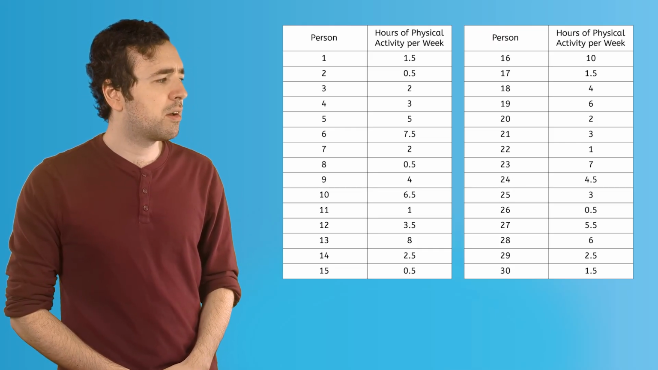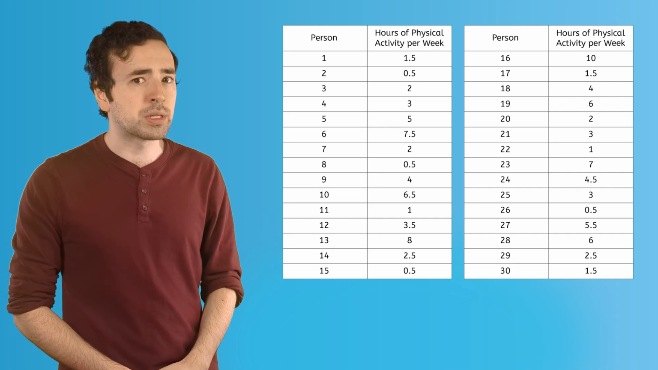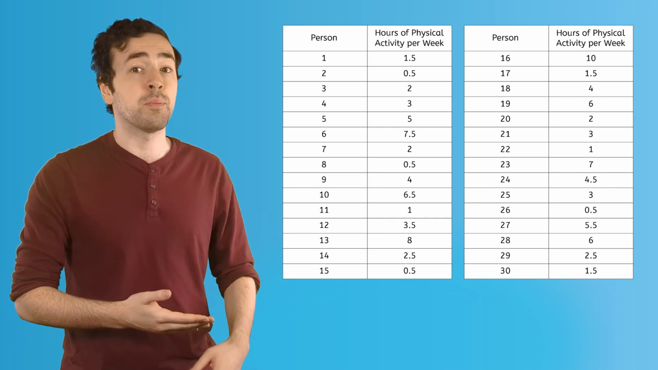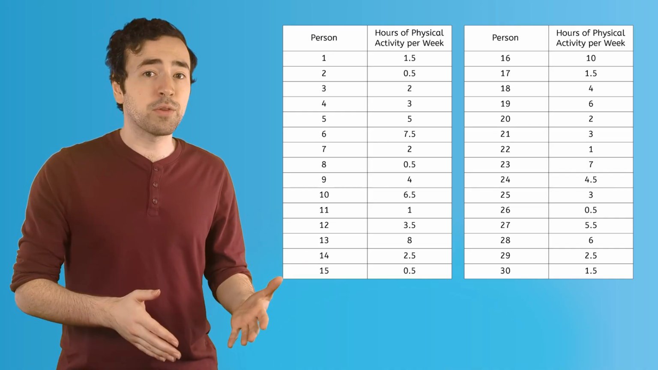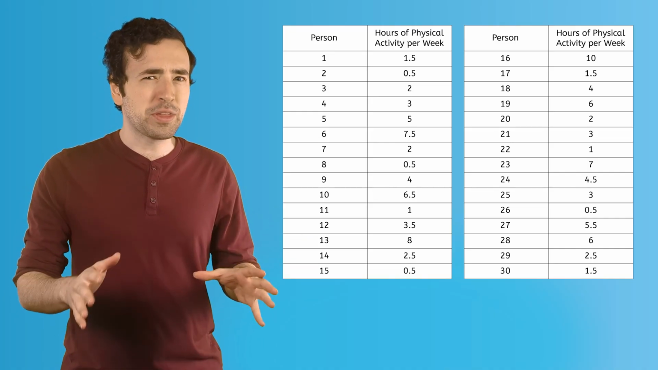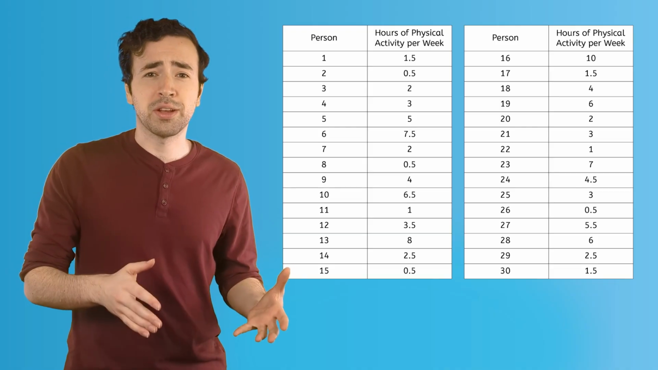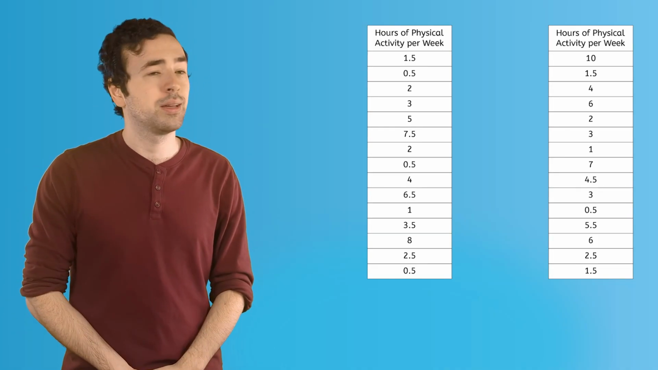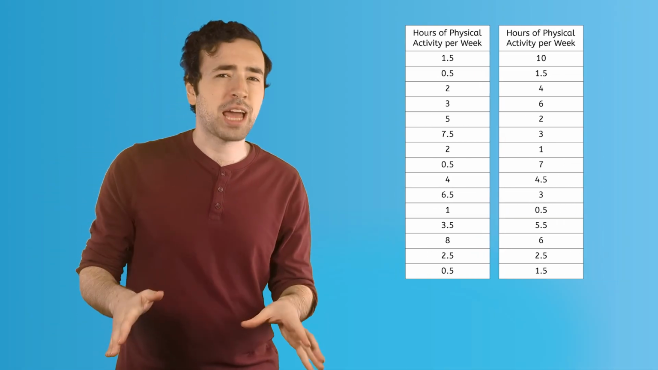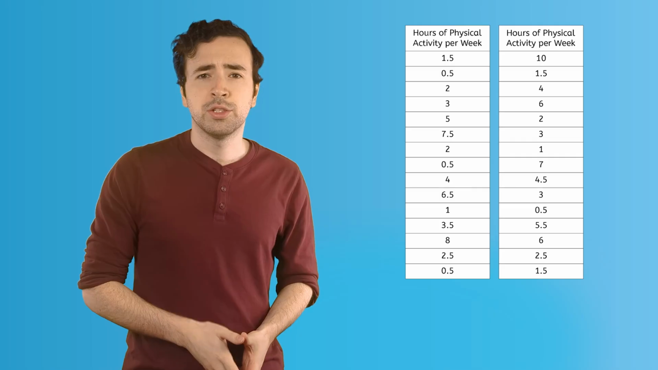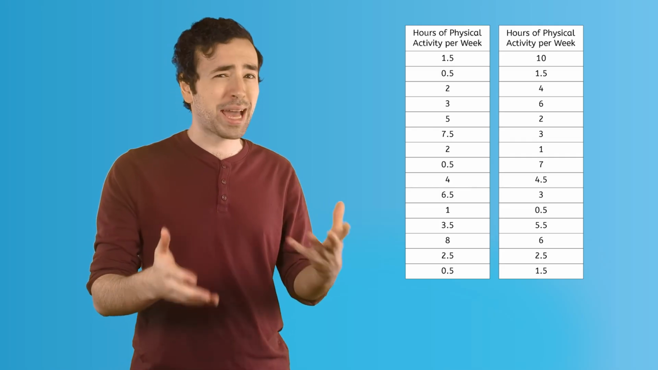There are a lot of numbers in this table. We have the number we assigned each person from 1 to 30 and the number of hours they each spend on physical activity. We're really only focused on the hours of physical activity here, though, so let's remove the first column so it's less distracting. Now we just have the list of hours spent on physical activity. Do you notice any trends or patterns?